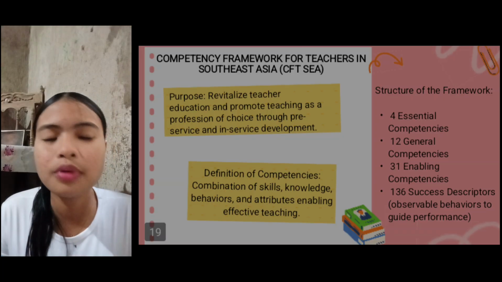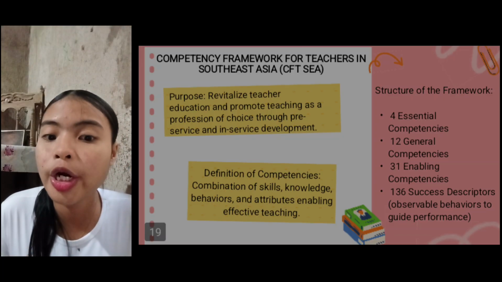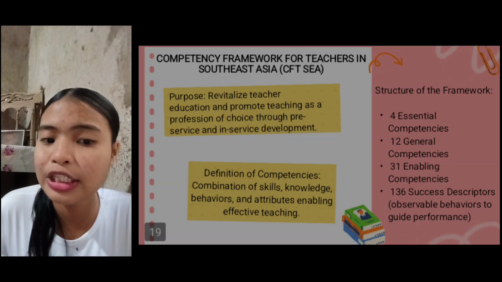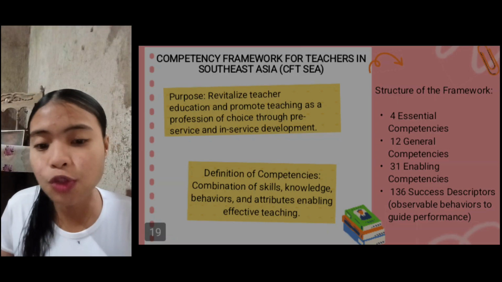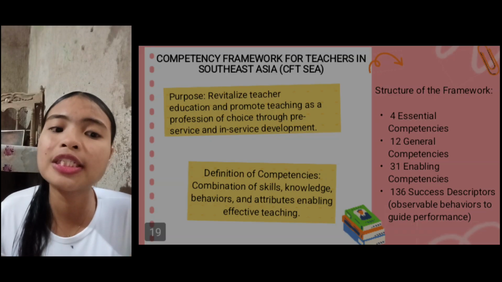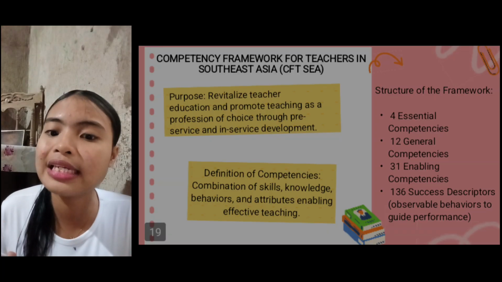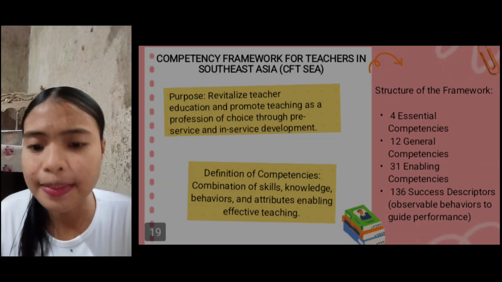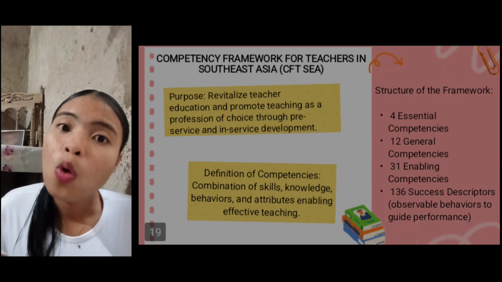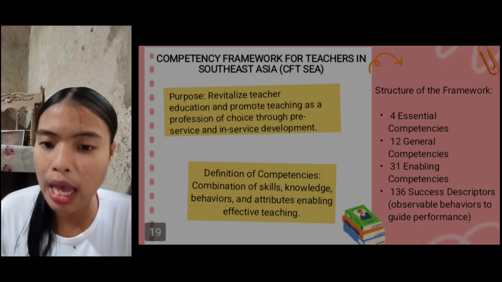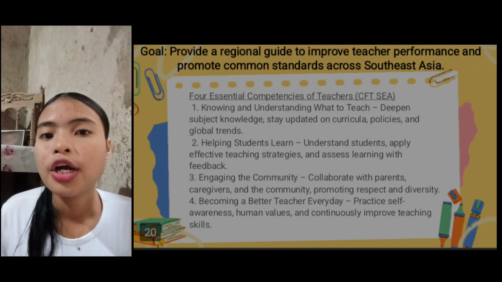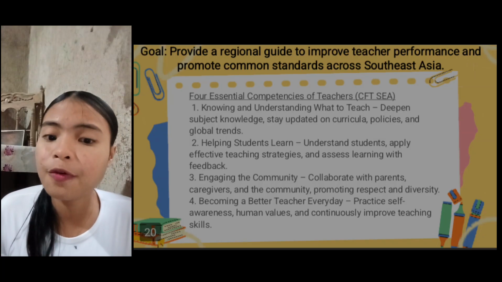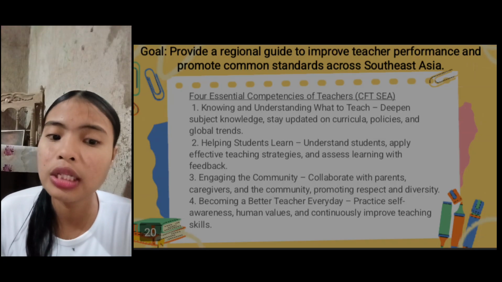So, if we are talking about the structure of the CFTC, the framework is organized into several layers. We have 4 essential competencies, which are the core areas all teachers must master. We have 12 general competencies, which are the broader abilities under each essential area. We have 31 enabling competencies, the specific skills and behaviors that support general competencies. And we have 136 success descriptors, observable indicators that show how well teachers perform in practice. In short, it describes what good teaching looks like in Southeast Asia. The goal of the CFTC is to create a common regional standard for teachers, helping countries across Southeast Asia improve teacher performance and ensure consistent educational quality.